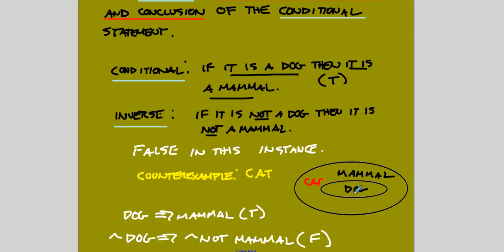Okay. Well, if it's not a dog, we're saying it's not a mammal, but there's a mammal that is not a dog, a cat. So that's a counterexample. We have mammals that are not dogs in this case, and that discredits or proves false this statement. Because again, it's saying not a dog. Well, if it's not a dog, it's saying it's not a mammal. So not mammals would be out here, but we actually have mammals that are not dogs. And a cat is the example I'm using here.